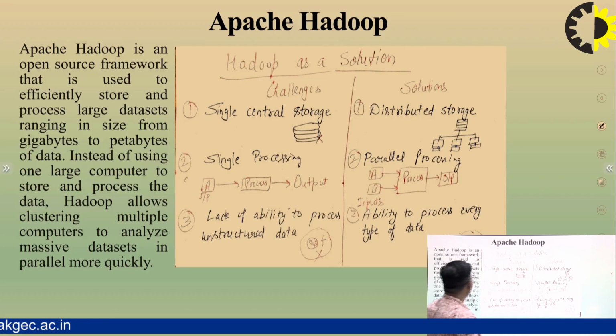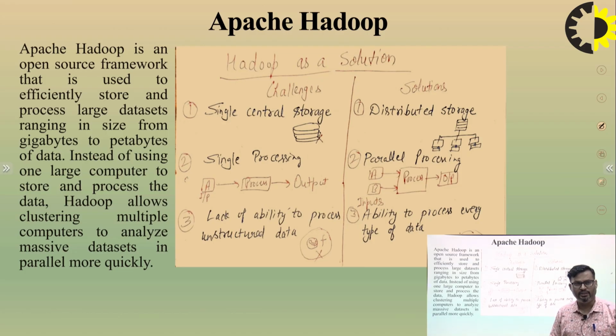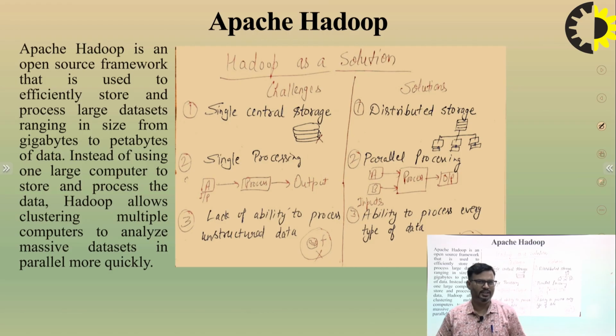So here we have different types of challenges before the solution of Hadoop. Different types of challenges are like a single central storage, which is a very big challenge. Single processing also has a challenge, and the lack of ability to process unstructured data, because Hadoop manages unstructured data. That's why it's the biggest challenge.